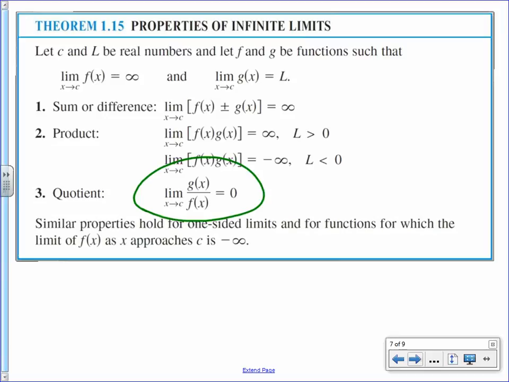How does everyone feel about that? Very good. What if it was infinity divided by 8? Then it would be infinity. So what if, for the first one, it's positive infinity plus negative infinity? That would be 0.